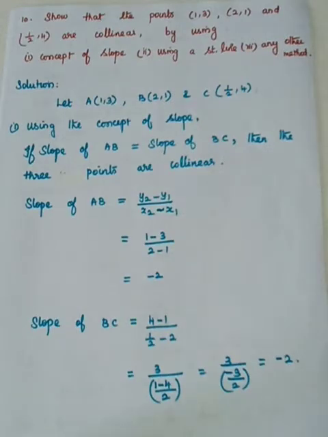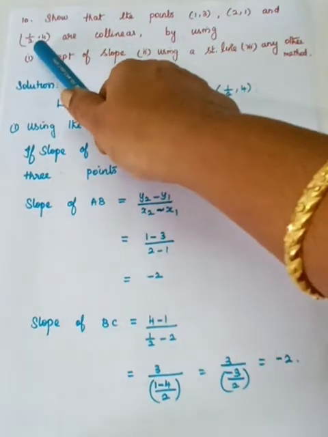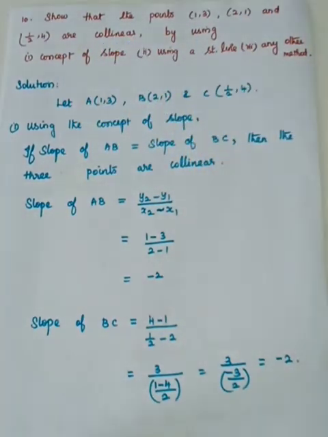Show that the points (1, 3), (2, 1) and (1/2, 4) are collinear. We have to show that the 3 given points are collinear. Collinear means they lie on the same line. Different concepts can be used to prove the result. What result? The 3 points are collinear.